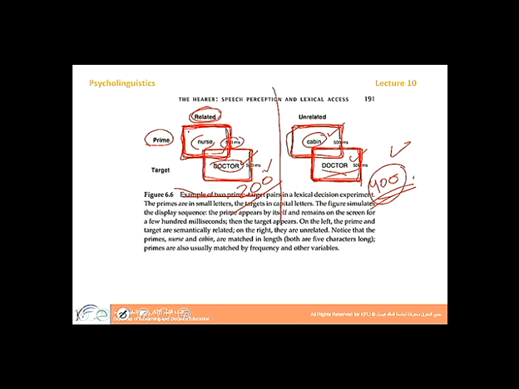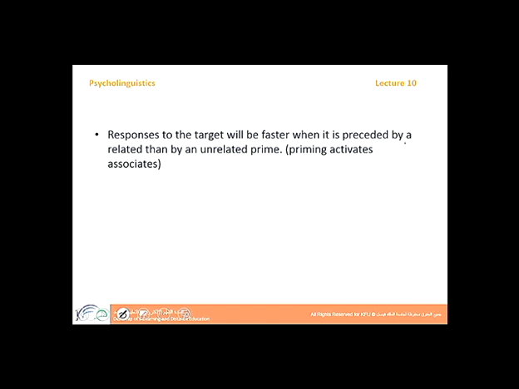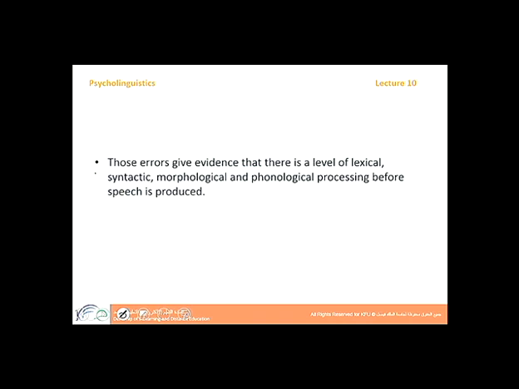If I use a word, usually your brain will bring together, will remember all the words that are associated with this word. Nurse, doctor, hospital, operation, things like that. Alright, so responses to the target will be faster when it's preceded by a related than unrelated prime. So priming activates associates. Any words that are associated with this word. Alright, I hope that this is clear now.